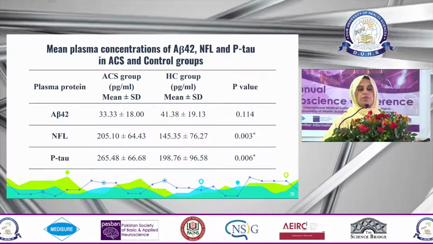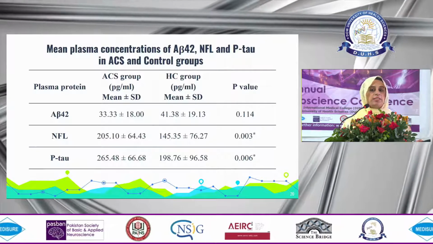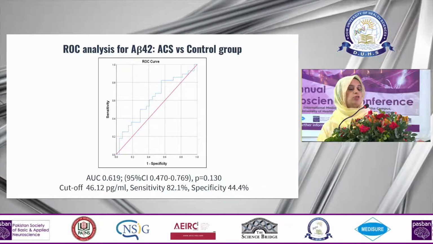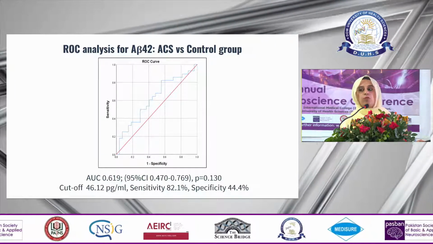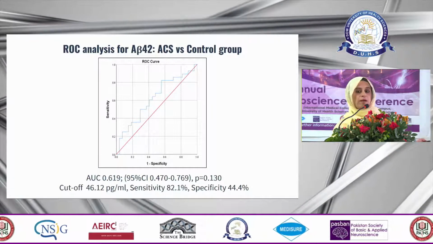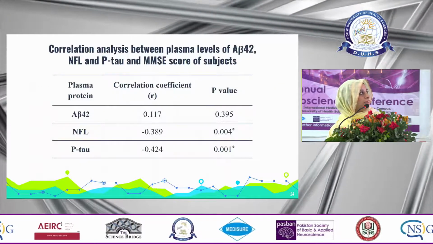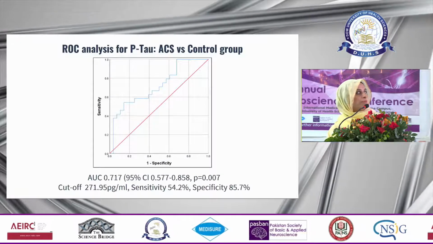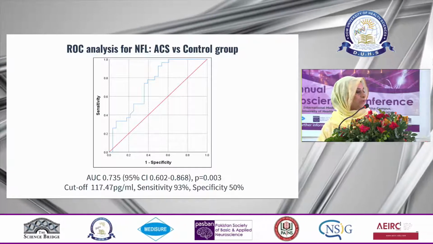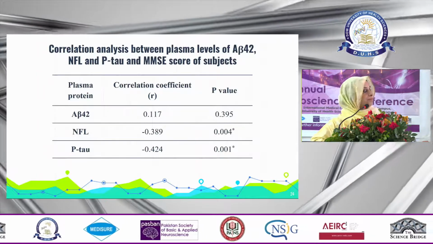The A-beta 42 levels were found lower in the plasma of the Alzheimer's disease patients as compared to controls, but the difference was not statistically significant. The ROC analysis was also not able to differentiate the ACS group from cognitively unimpaired group in terms of A-beta 42, as is depicted by the p-value, which is more than 0.05. However, the NFL and p-tau, they were able to differentiate between the two groups with an AUC of 0.735 and 0.717 respectively.